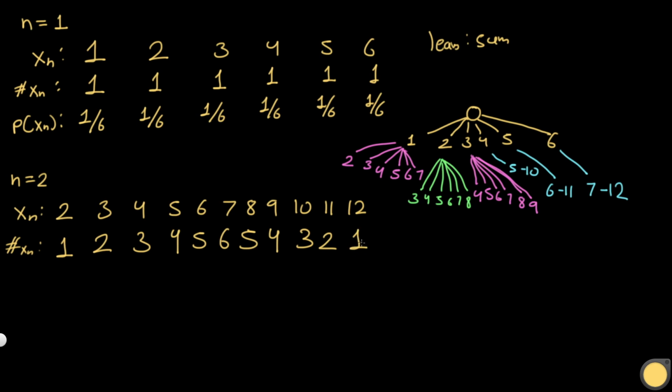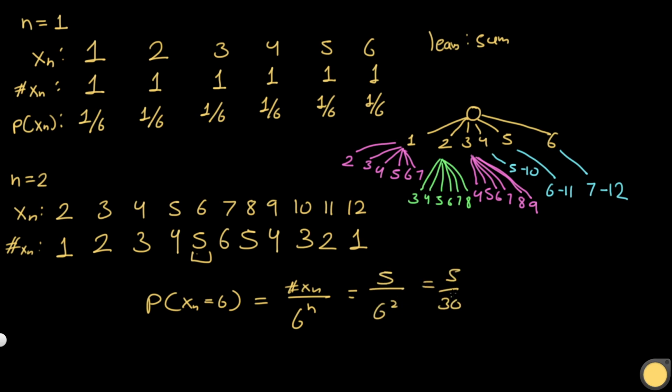So now this is n is equal to 2. And for the probability, let's say we want the probability of when xn is equal to 6. Then that would just be the number of xn equal to 6 divided by the total possibilities, which is 6 to the power of n. So in this case, for 6, that would just be 5 divided by 6 squared, which is nothing else but 5 by 36. So this is what we would actually end up outputting, okay?